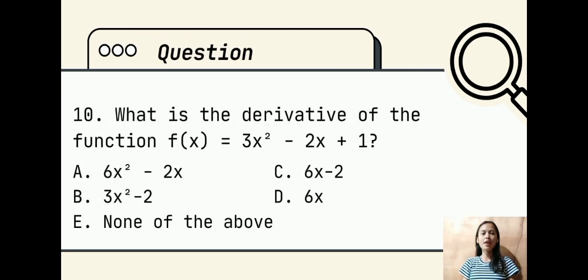Number 10. What is the derivative of the function f(x) equals 3x squared minus 2x plus 1? A. 6x squared minus 2x. B. 3x squared minus 2. C. 6x minus 2. D. 6x. E. None of the above.